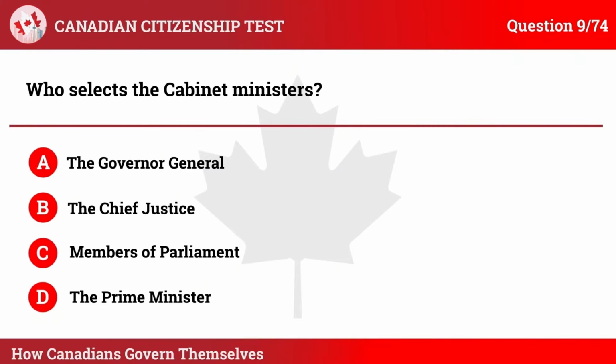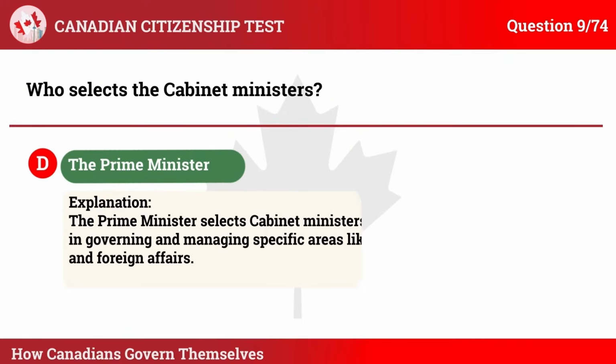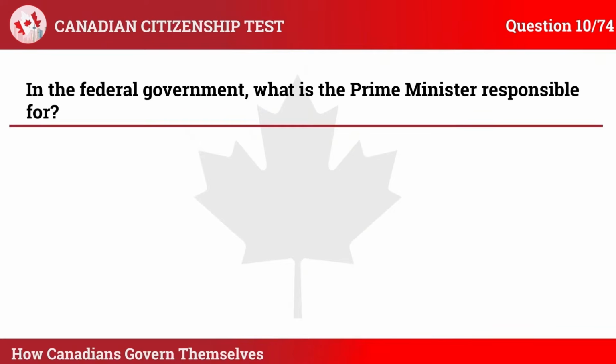The correct answer is D. The Prime Minister. Explanation: the Prime Minister selects cabinet ministers, who then assist in governing and managing specific areas like health, finance, and foreign affairs.